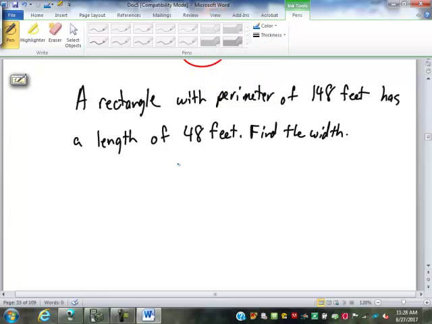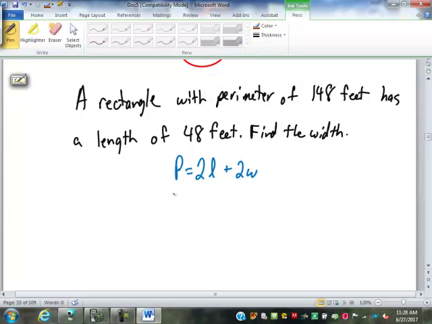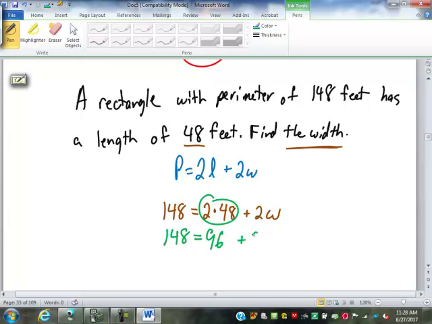So now remember, perimeter is 2 times the length plus 2 times the width. Do we know P? 148 equals 2 times, do we know L? 48 plus 2 times, do we know W? No, that is what we're looking for, the width. What do we do next? We combine: 48 times 2 is 96. Everything else stays the same.